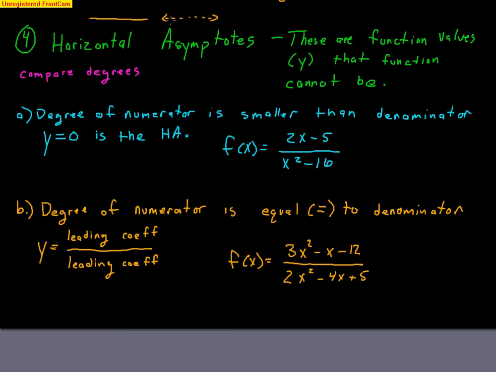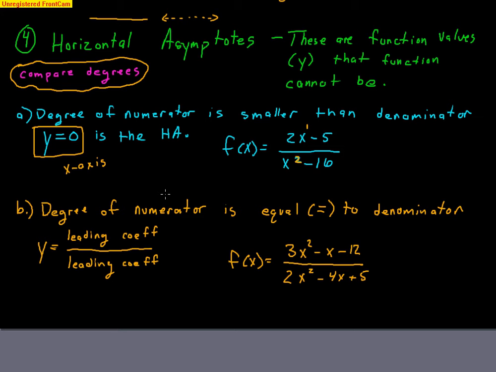Now, to analyze and determine if you have any horizontal asymptotes, you must compare the degrees of the numerator and denominator. If the degree of the numerator is smaller than the denominator, y equals 0 is automatically your horizontal asymptote. Here's an example. The degree of the top is linear, a degree of 1. The degree of the bottom is quadratic, a degree of 2. Because the top degree is smaller than the bottom degree, you automatically have one at y equals 0. That means the x-axis, y equals 0, is your horizontal asymptote.